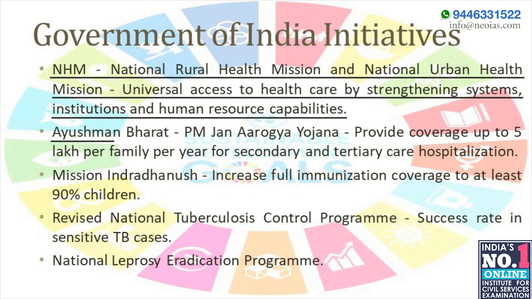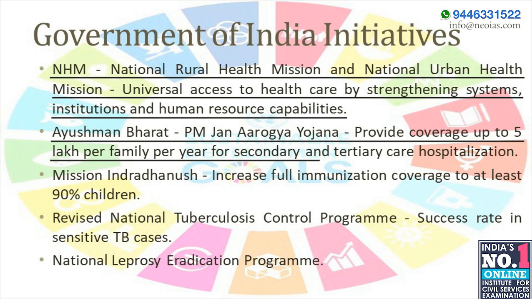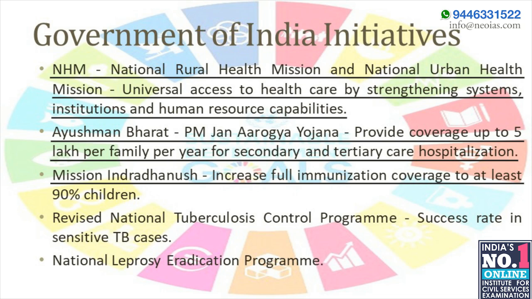Next one is Ayushman Bharat, that is Pradhan Mantri Jan Arogya Yojana, a national health protection scheme which aims to provide coverage up to 5 lakh rupees per family per year for secondary and tertiary care hospitalization, covering 10 crore poor and vulnerable families. Next one is Mission Indradhanush, which aims to increase full immunization coverage in India to at least 90% of children by December 2018. For non-communicable disease control, a number of schemes are in place.